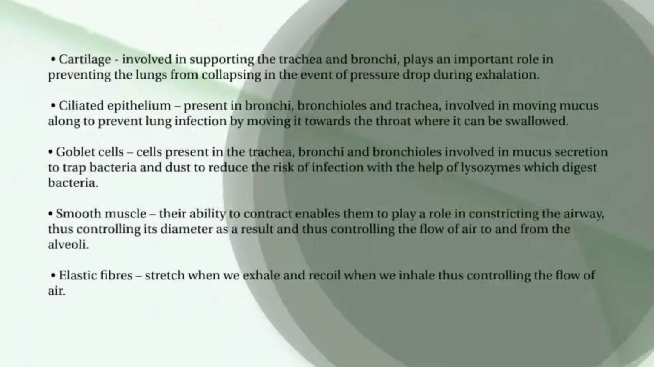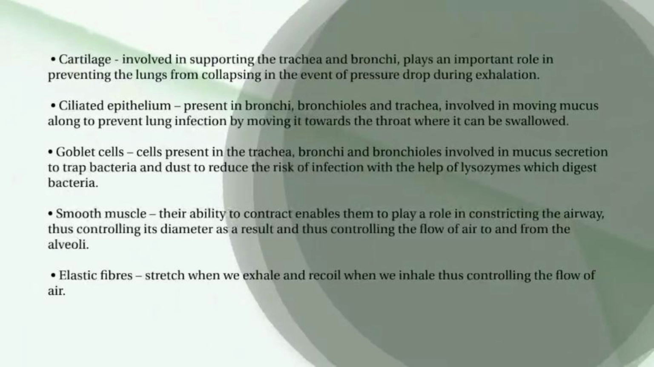Third, we have goblet cells. These are present in the trachea, in the bronchi and the bronchioles, and this involves mucus secretion to trap bacteria and dust to reduce the risk of infection. So similar situation to the ciliated cells.